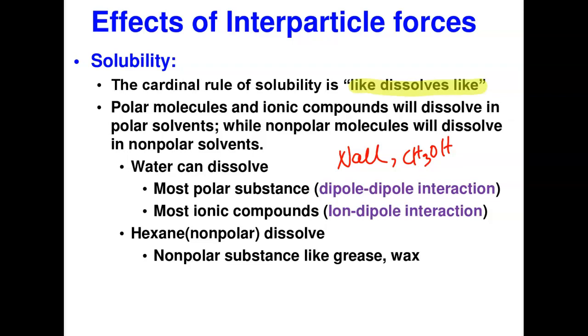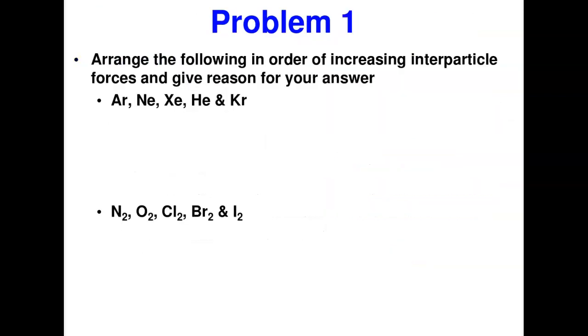On the other hand, hexane is a non-polar solvent. Hexane can easily dissolve substances like grease and waxes that are much more non-polar, like itself. And that is the cardinal rule. Polar substances dissolve polar or ionic substances, whereas non-polar substances will dissolve in non-polar solvents. And that is usually the cardinal rule.